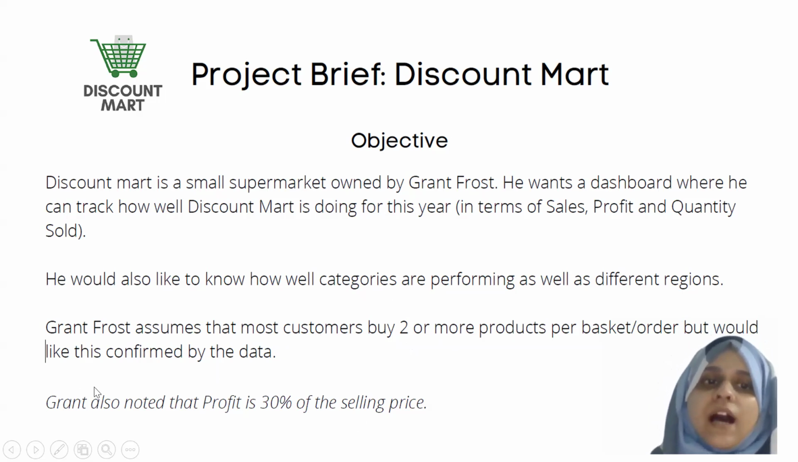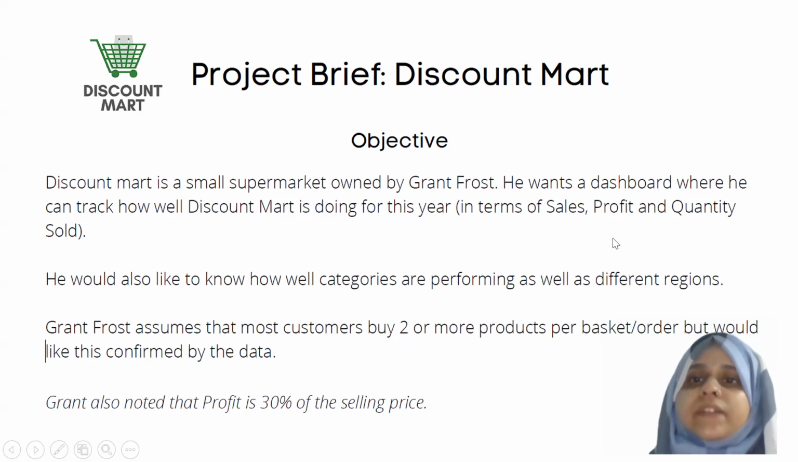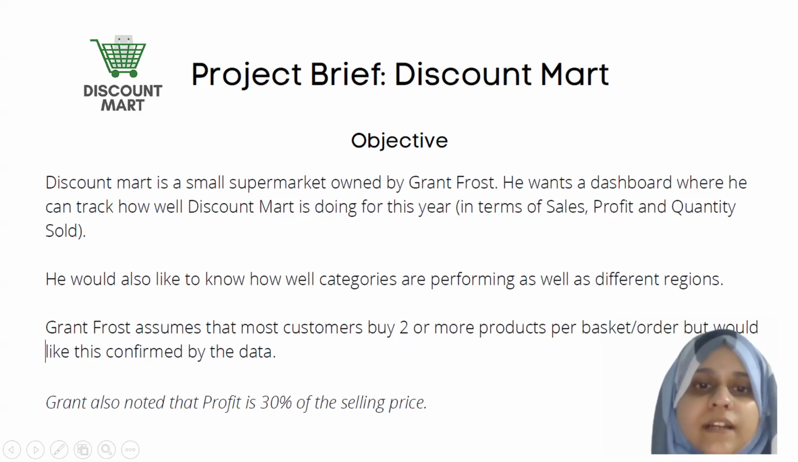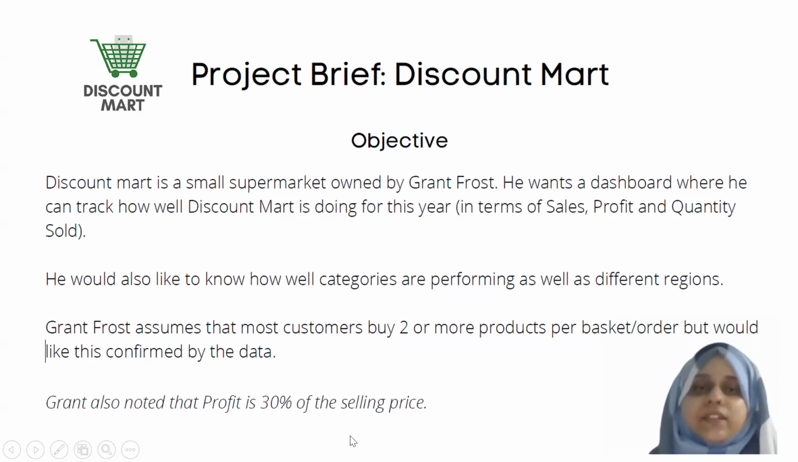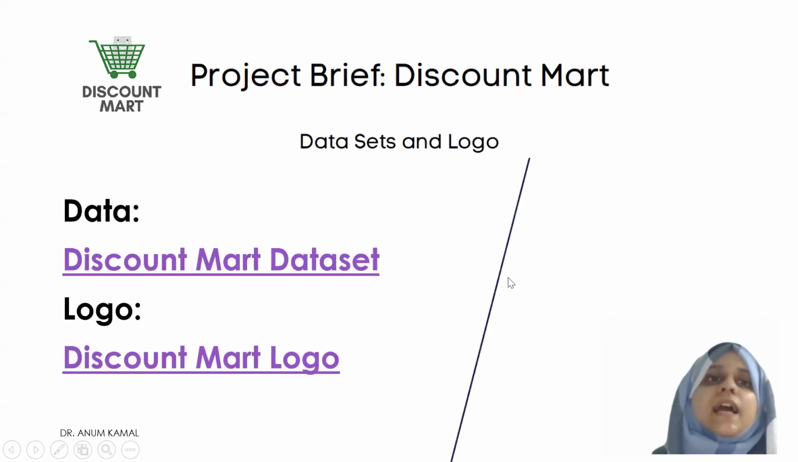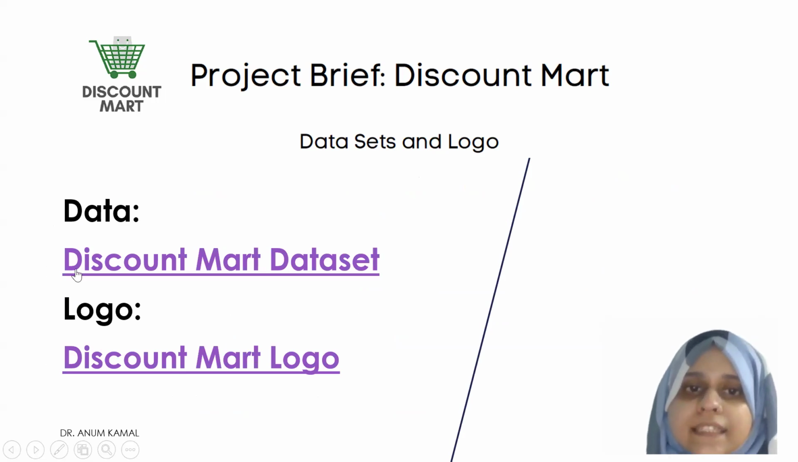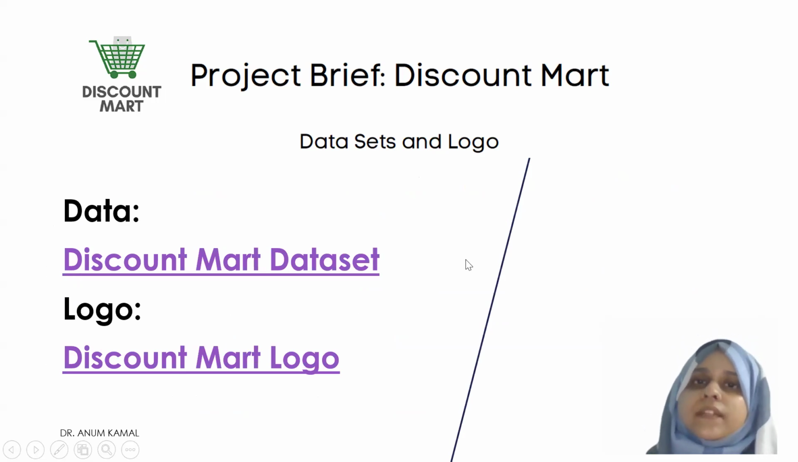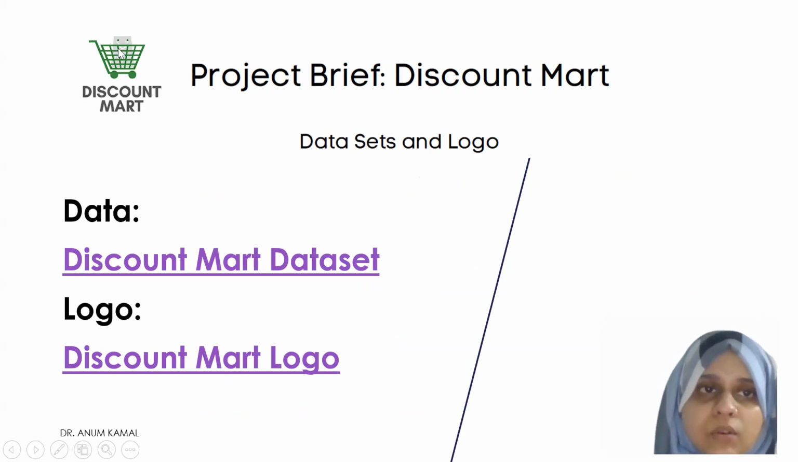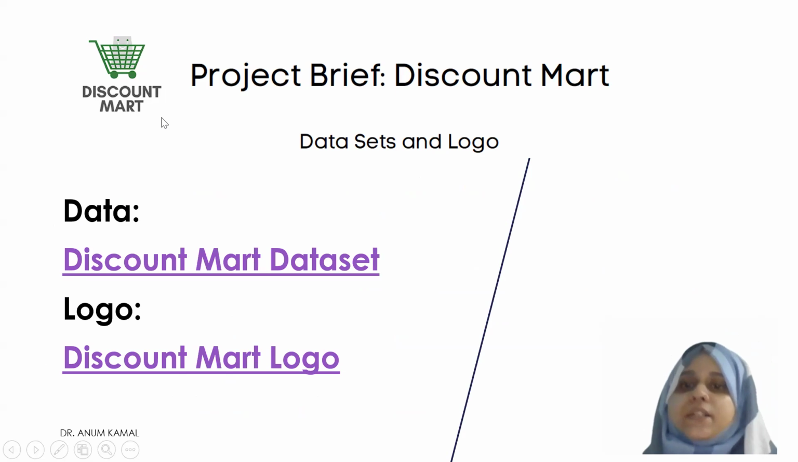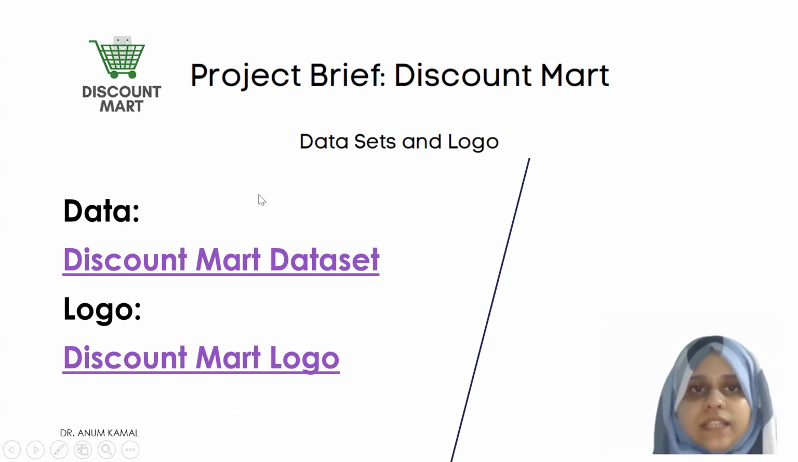Lastly, he has also said to note that the profit will be calculated on 30% of the selling price. So this was an overview of the project which we will be working on. Next, these are the two files which you have to install. The first is the data set of Discount Mart on which we'll be working, and then there is the logo of Discount Mart, which we'll be using on our dashboard. So make sure you install this. I'll be sharing the link in the chat box as well.